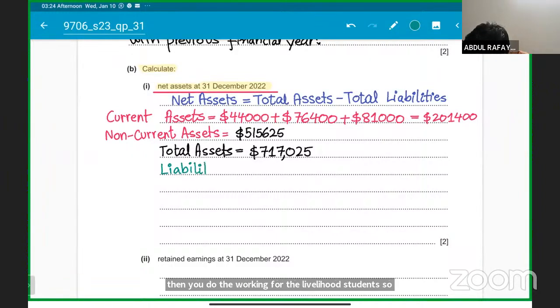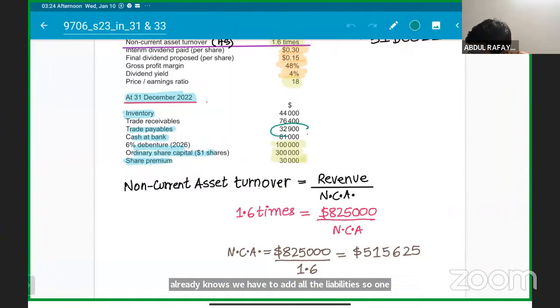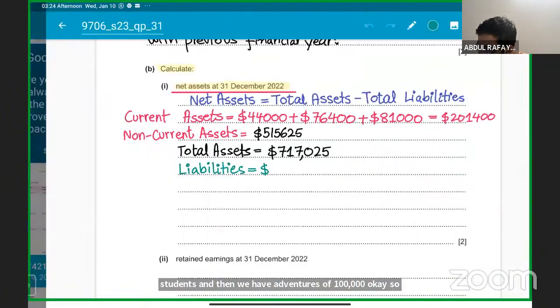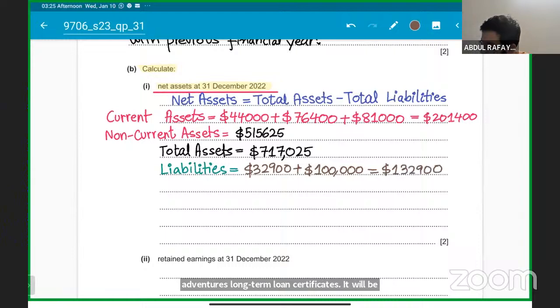So we already know we have to add all the liabilities. One of them will be the trade payables, right? And the other will be the debenture. Trade payables are 32,900, students, and then we have debentures of 100,000. Sorry, 32,900 are basically the trade payables. Plus $100,000 are the debentures, long-term loan certificates. It will be 132,900.